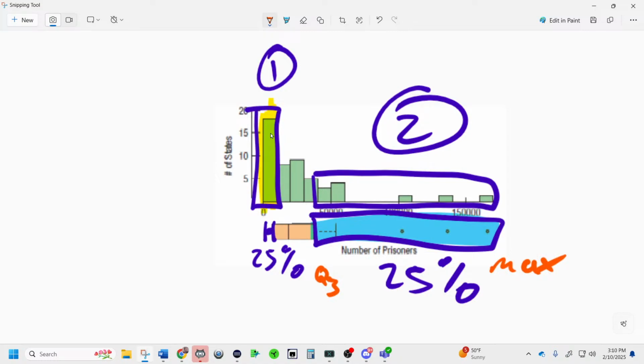That's 25% of the observations. That's the middle 50% right there. It may not look like it, but it's way more spread out. Does that make sense? Exactly, Olivia said it right: we're saying it's spread out.